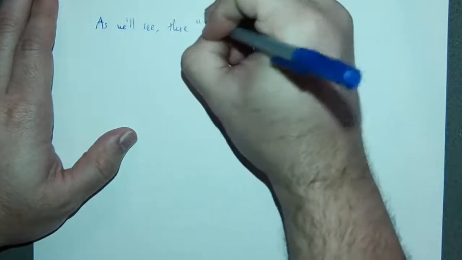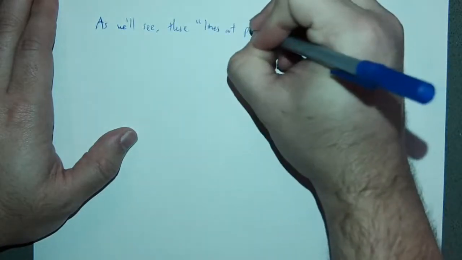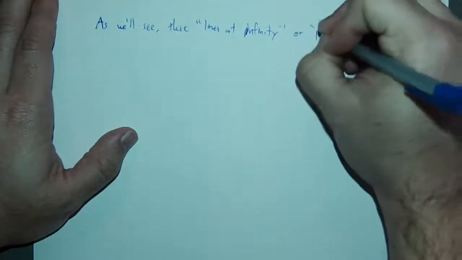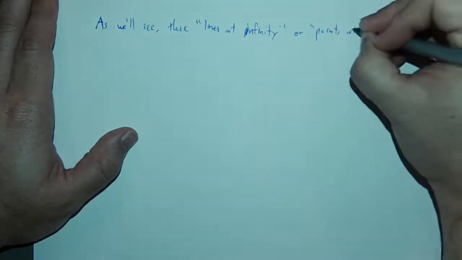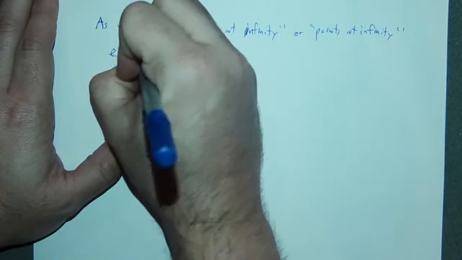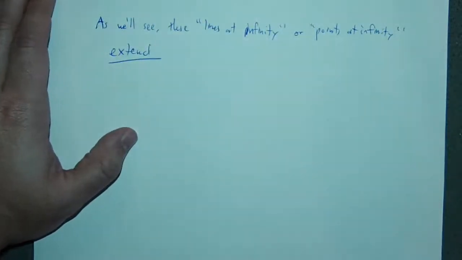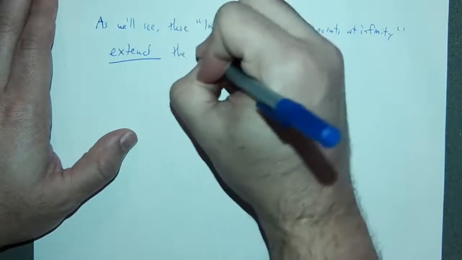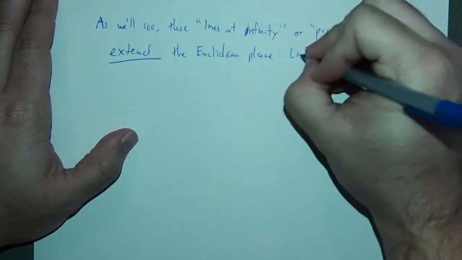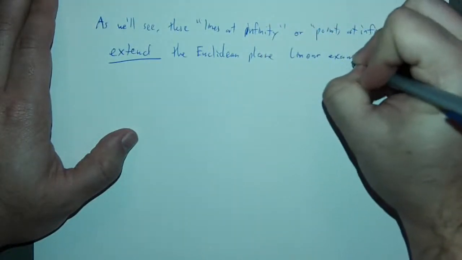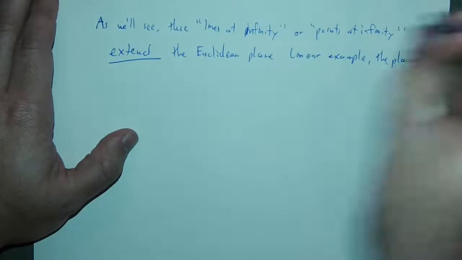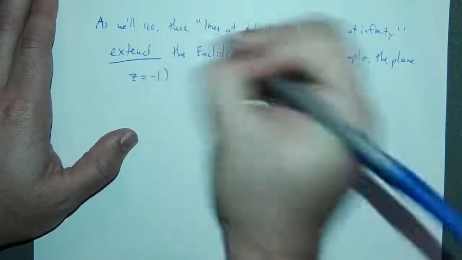these lines at infinity, or points at infinity, extend the Euclidean plane. Okay, in our example, our Euclidean plane is modeled by the plane z equals -1.